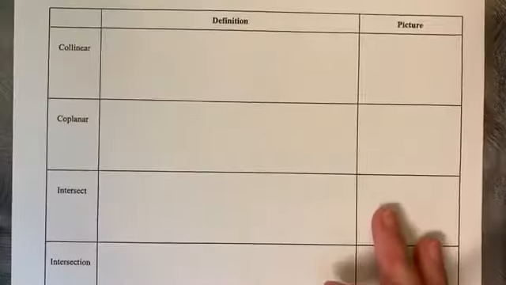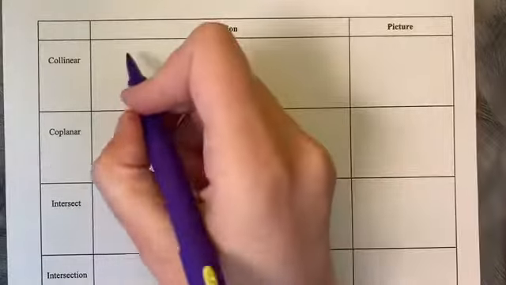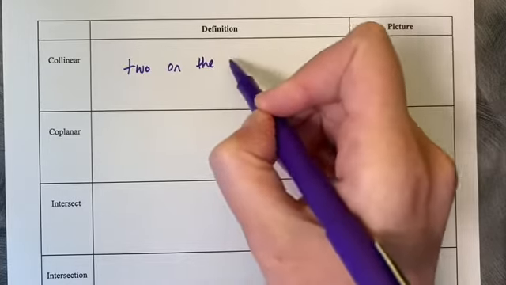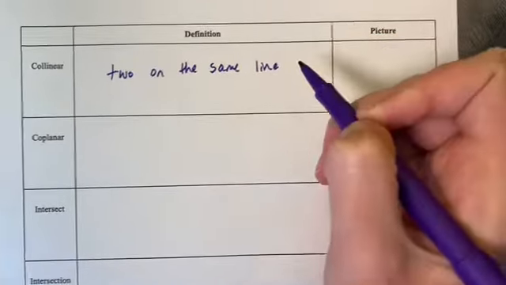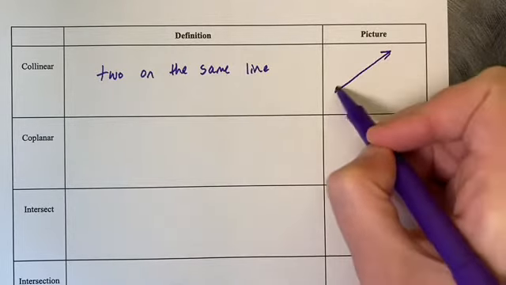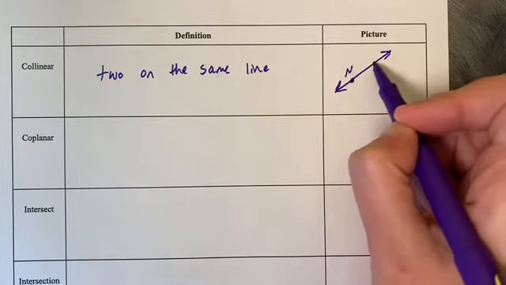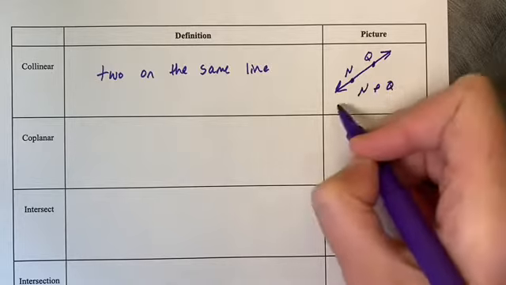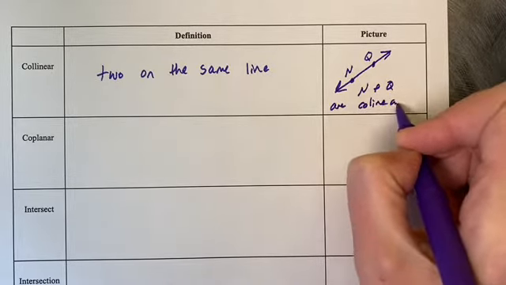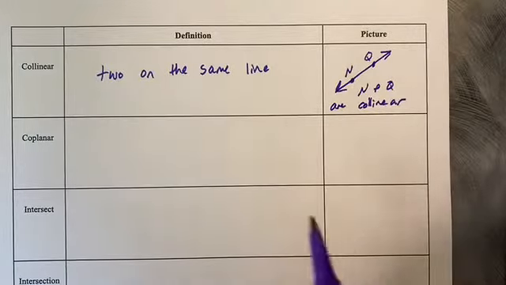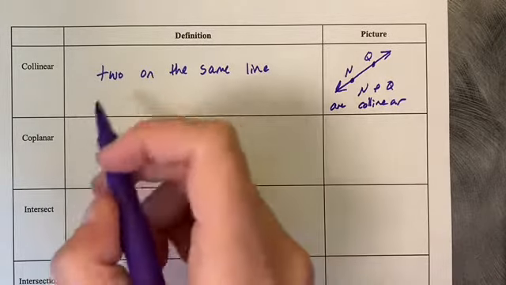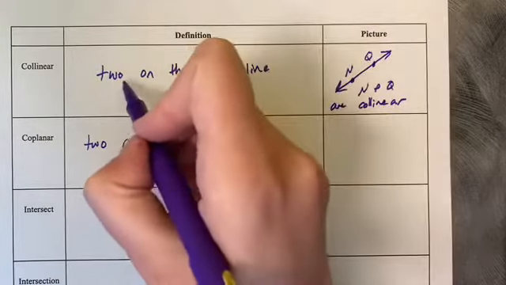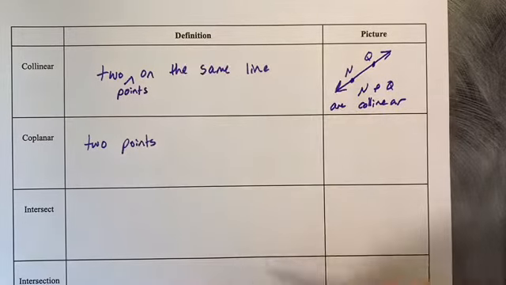Continuing on with our definitions, collinear. Two or more points on the same line. So for example, M, N, Q. N and Q are collinear. Coplanar. It's two or more points. Oh, I didn't put points on this one. Two points on the same line.